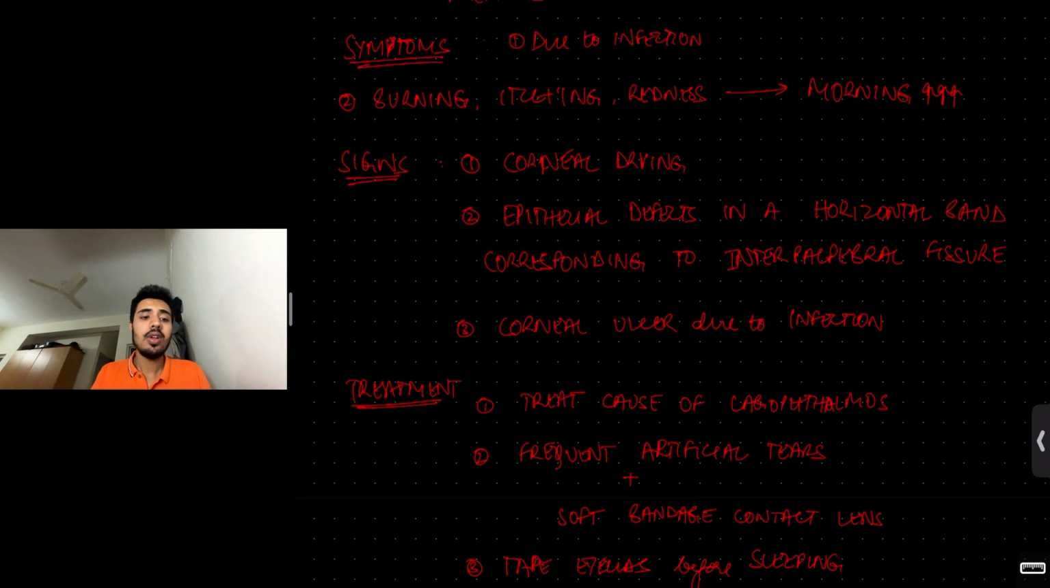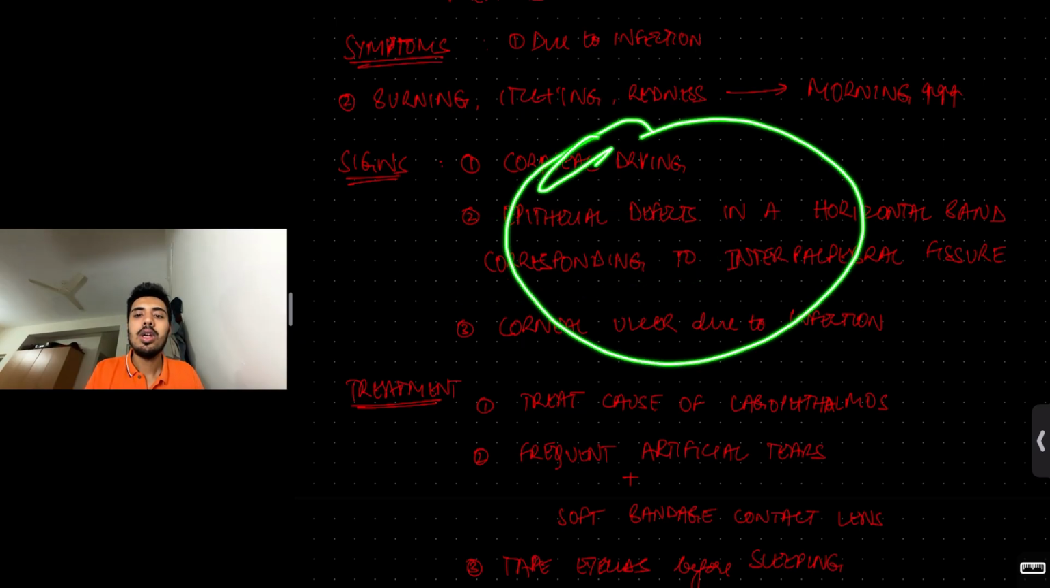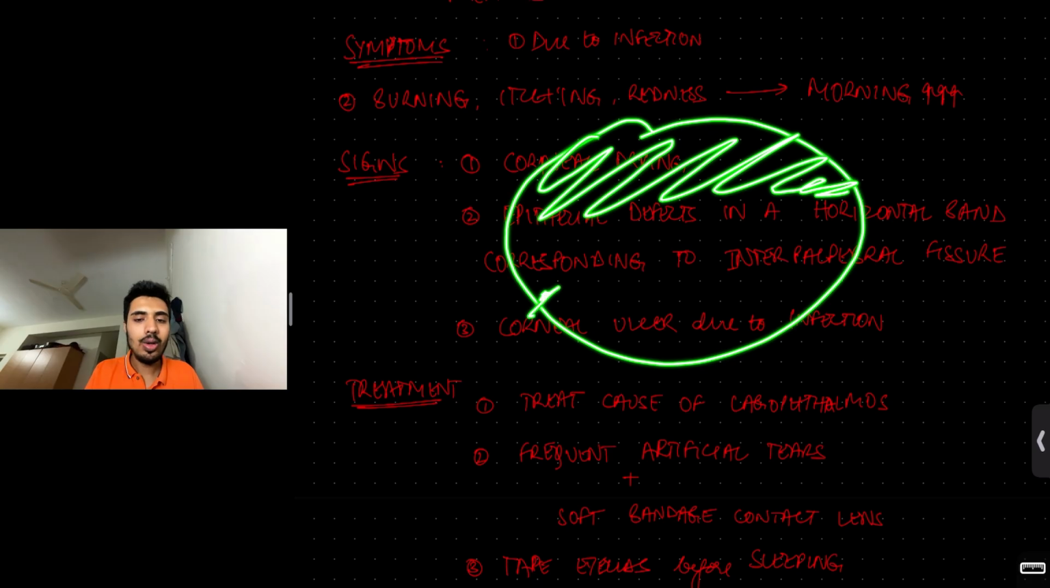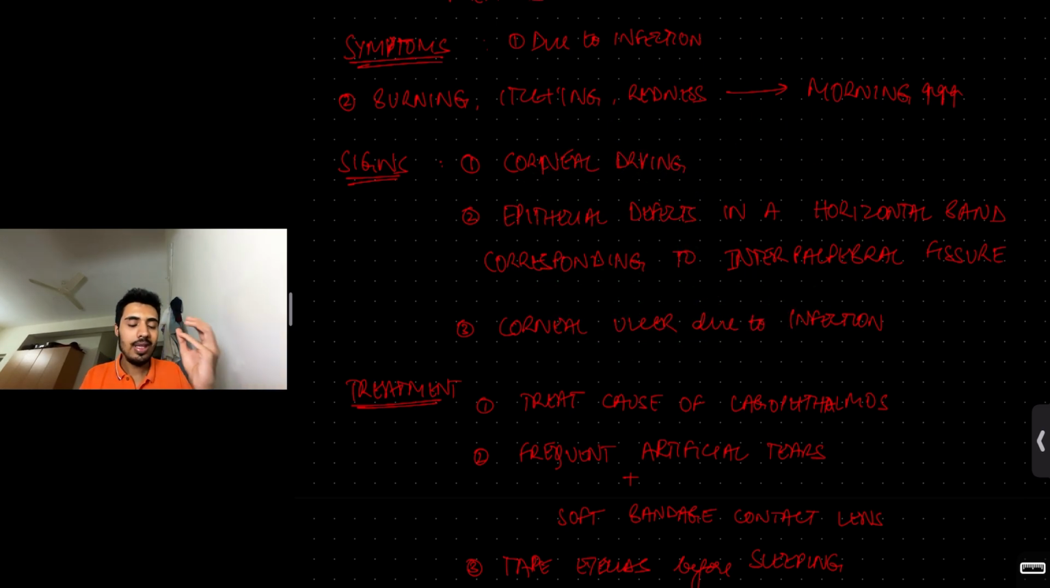Signs, what you'll have? You'll have signs like drying of the cornea, of course. Then you'll have epithelial defects as a transverse band. Why as a transverse band? Basically, this is your eyeball. Your eyelids, even when they're not completely closing, will still block some of the eyeball. They still cover some of the eyeball, right? This part between the two eyelids that is exposed is known as the interpalpebral fissure. So epithelial defects are seen in a horizontal band corresponding to the interpalpebral fissure. Then another sign could be the corneal ulcer itself due to the infection.